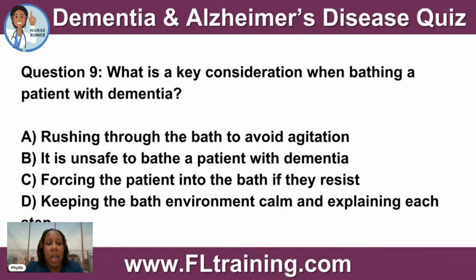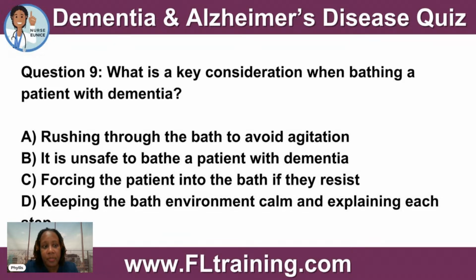Question number 9. What is a key consideration with bathing a patient with dementia? Is it A, rushing through the bath to avoid agitation? B, it is unsafe to bathe a patient with dementia? C, forcing the patient into the bath if they resist? D, keeping the bath environment calm and explaining each step.